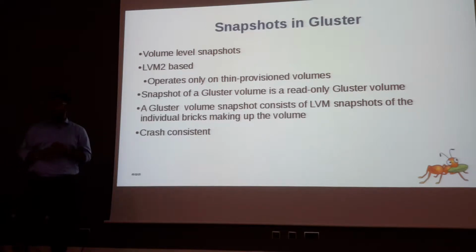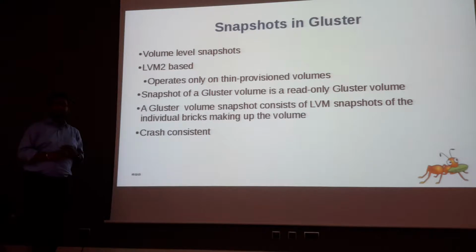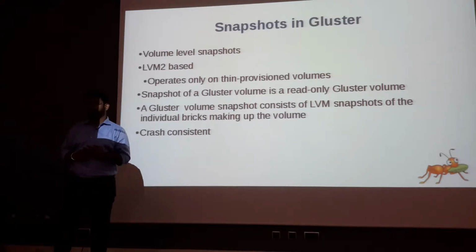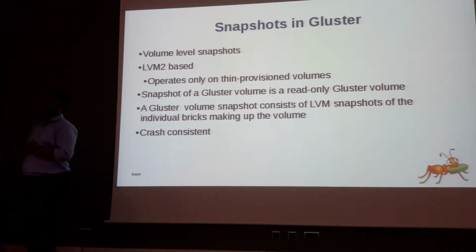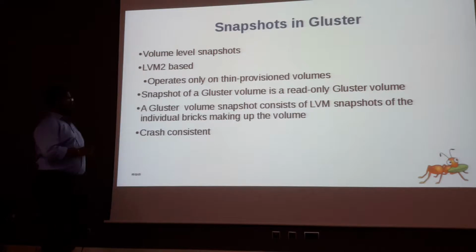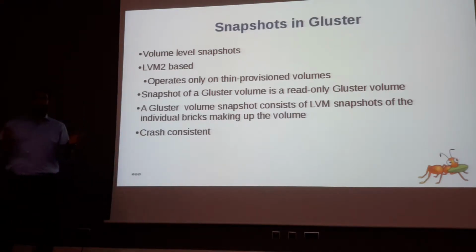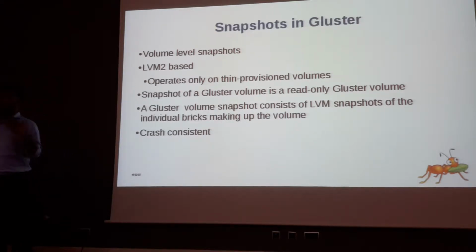Snapshots in Gluster, introduced in Gluster 3.6, are based purely on LVM2. So the backend file system should be LVM2 capable and should be hosted on thinly provisioned volumes. So basically, you have a Gluster volume and you take a snapshot. The snapshot will create another volume, which is a snapshot of the original volume, and this snapshot volume is a read-only volume.